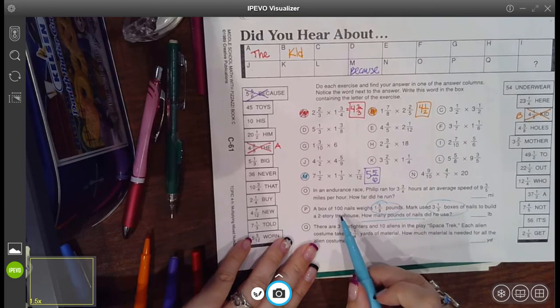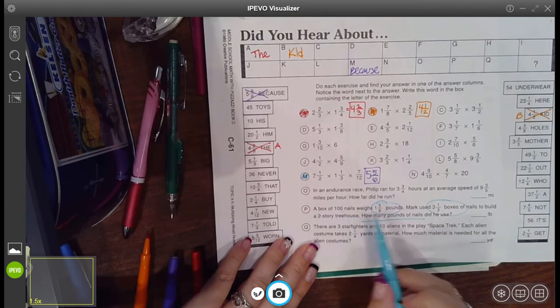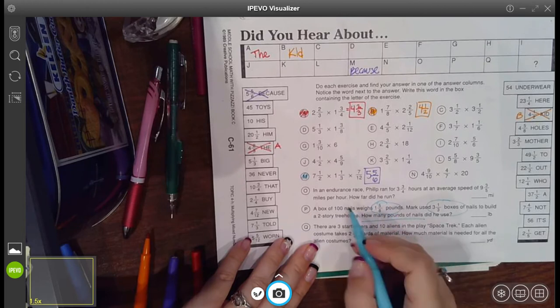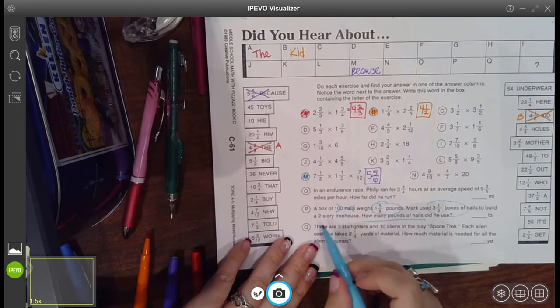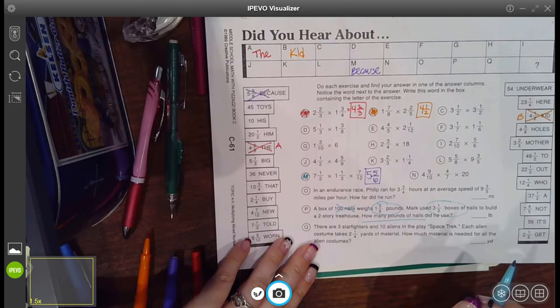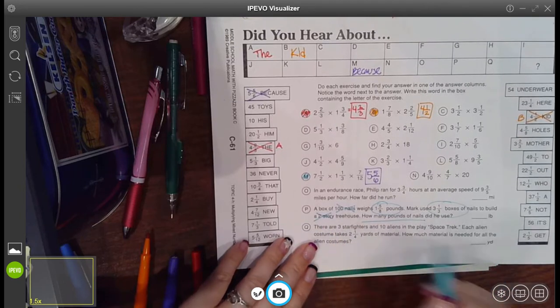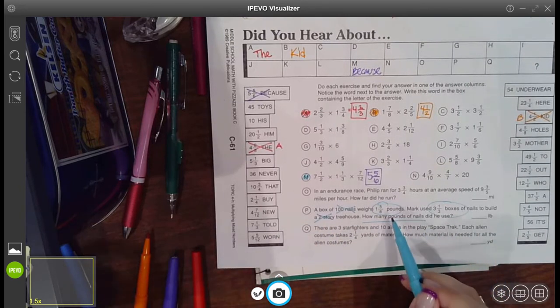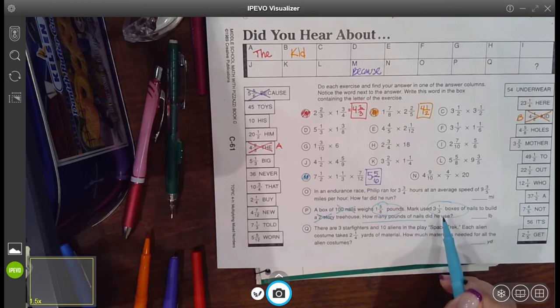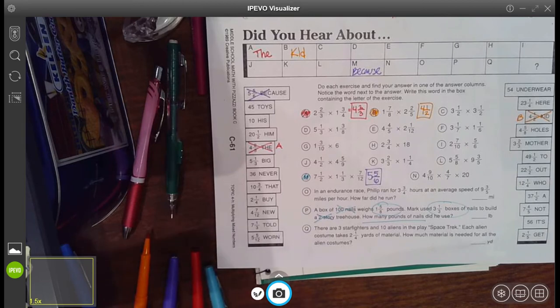Do I need to know that 100? That's just saying there was 100 nails in this box that weighs this much. So no. And do I need this 2? That's just saying he built a 2-story treehouse. No. So I'm going to take how much each box weighs and how many boxes he used and multiply those together. Okay. I'm going to get you started on the next word problem.